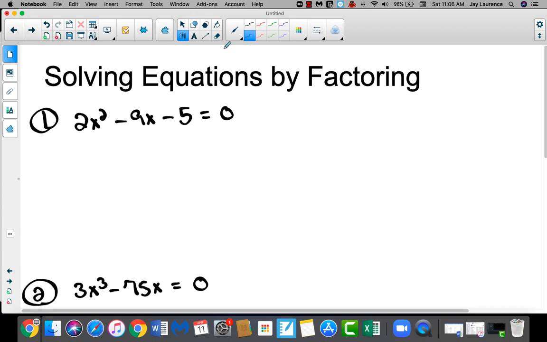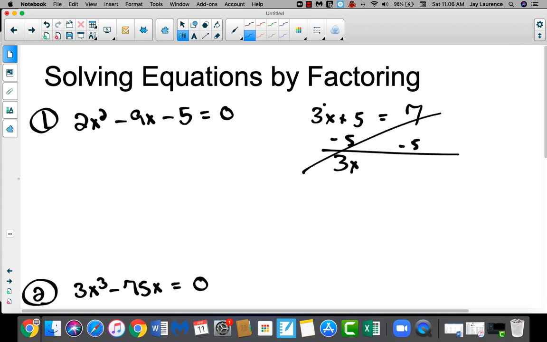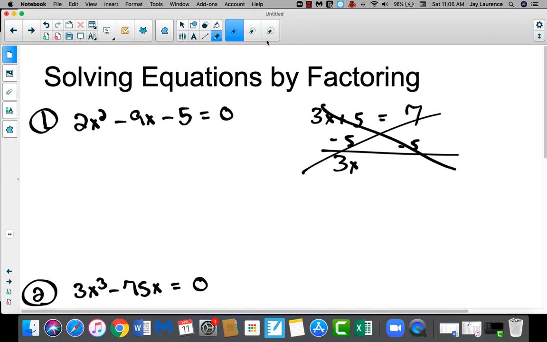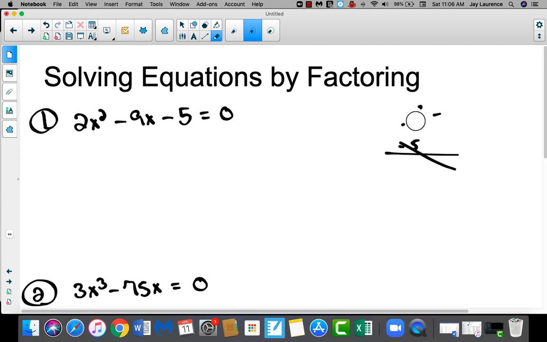This is important stuff. All right, so normally to solve a linear equation, if you had like 3x plus 5 equals 7, you would subtract 5 from both sides, right? We're not going to do that. That is not going to help us in a factoring problem, or in most quadratics. There might be a few quadratics where it'll work, but not in a lot of them. So we need to learn a method that will work for all of them.